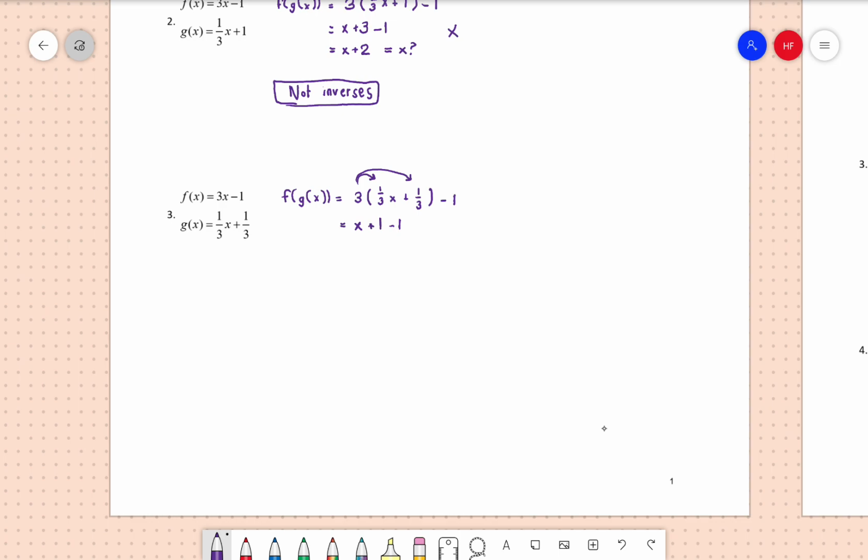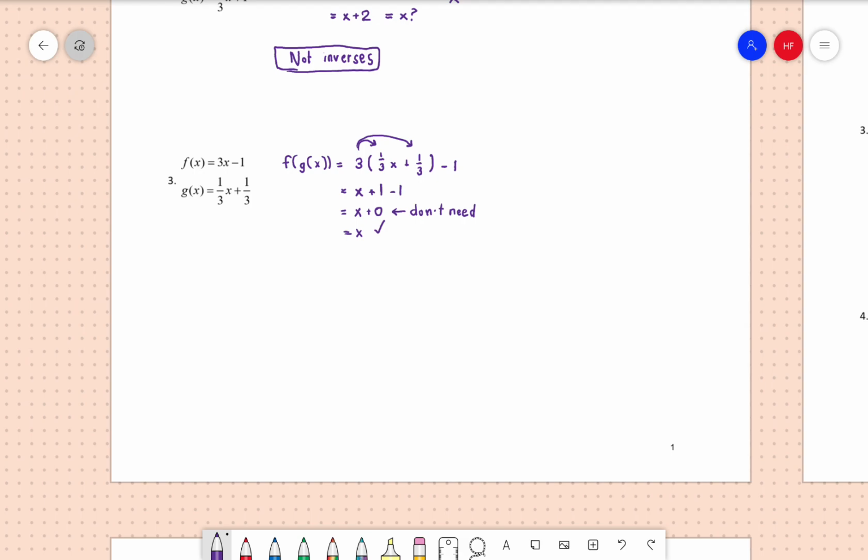So x plus 1 minus 1. 1 minus 1 is 0, so we've got x plus 0, which we know we don't need. So we say f of g of x equals x. So it's working with the first one. Then we'll check with the second one. So g of f of x.